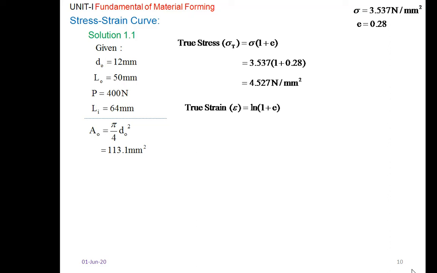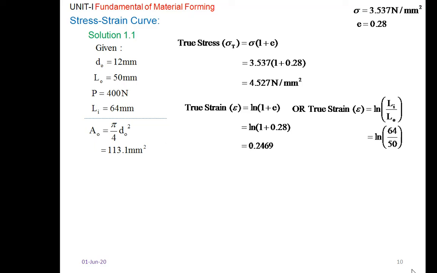True strain epsilon can be found out equal to log of 1 plus e. It is 0.28. True strain you can find out, 0.2469. Or another way, true strain epsilon can be found out as log of Li by L0. So it can be found out as 0.2469.